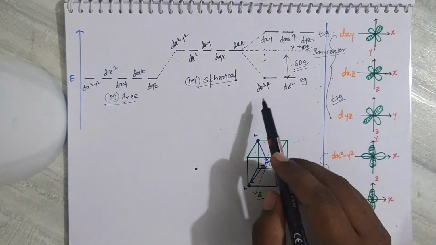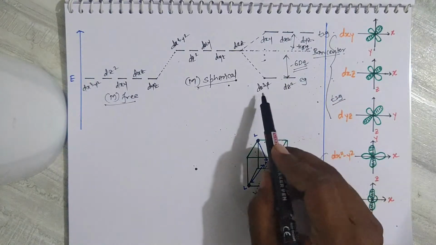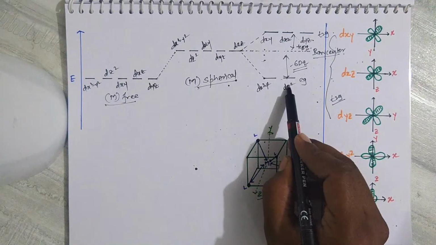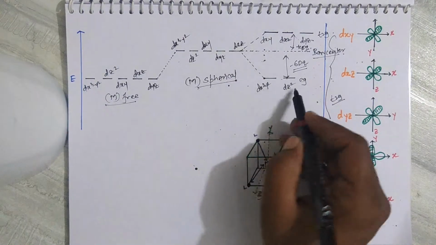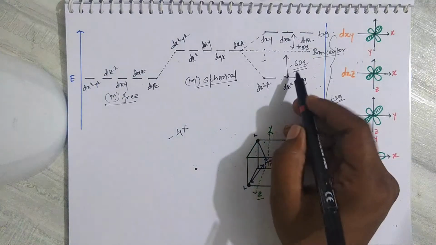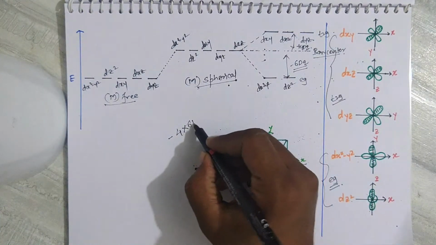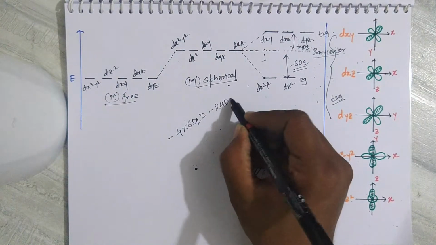Again the same logic you can apply over here. Why is this a 6 and 4 Dq gap? The reason being, maximum how many electrons can you put over here? 4 electrons. 1, 2, 3, 4. In each orbital you can put 2 electrons. So 2 twos are 4, that makes it 4. So minus 4 into what is the energy gap? It's minus 6 Dq. Which makes it minus 24 Dq, right?